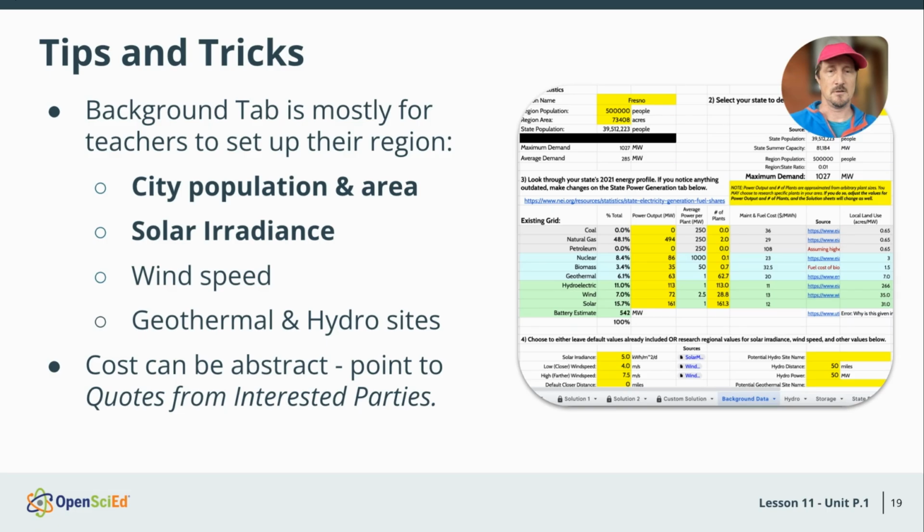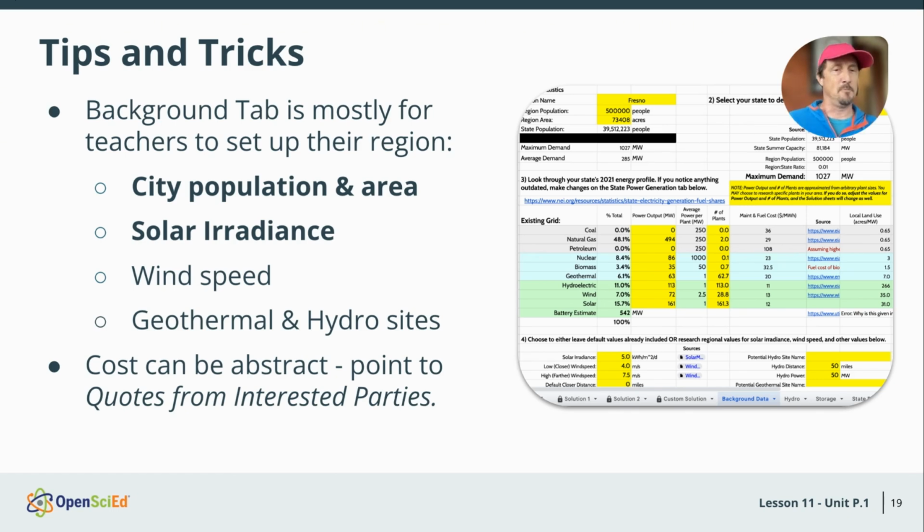Some tips and tricks. The background tab of the energy grid calculator is entirely intended for teachers to set up their energy grid calculator for their region before students make a copy. This means changing some numbers in yellow boxes related to city population and the area taken up by the city. Solar irradiance matters a lot for decisions about solar panels. For example, panels built in Maine will be less effective than the same solar panels built in Arizona because the sun is brighter in Arizona.